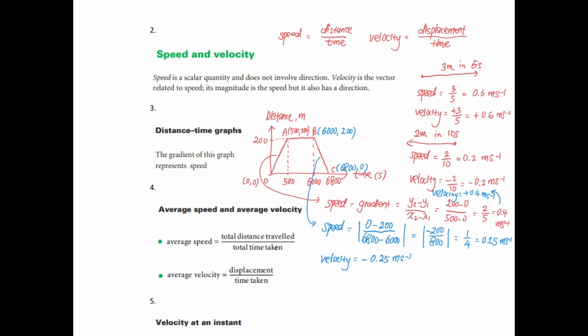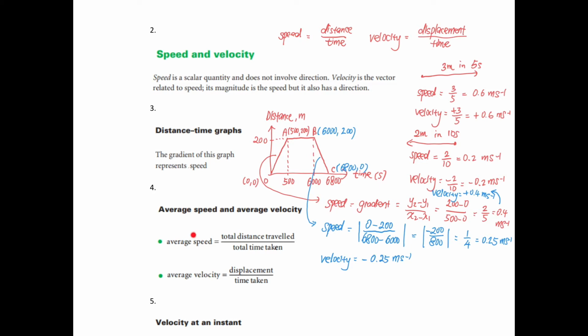Okay, now let's move on to the next one, number 4. Number 4, we have average speed and average velocity. Average speed is equal to total distance traveled over total time taken. For example, for this case, you already know how to find the speed for one particular part and this particular part. That is finding the speed part by part.